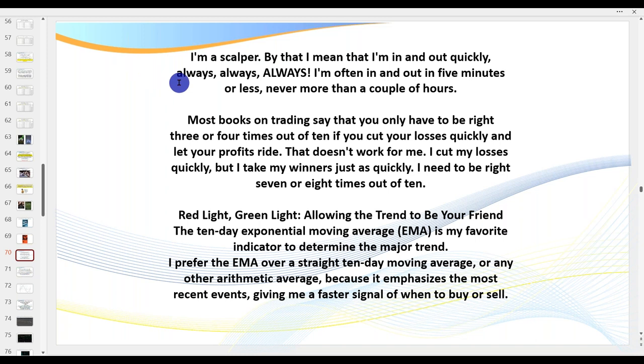He mainly trades options now, which are longer term. He's given up most of the day trading now. But here's what he'd say about his day trading: I'm often in and out in 5 minutes or less, never more than a couple of hours. One of the huge advantages of scalping and day trading is that our stop losses are smaller. We're in and out. If the market stalls, I'm out of there.